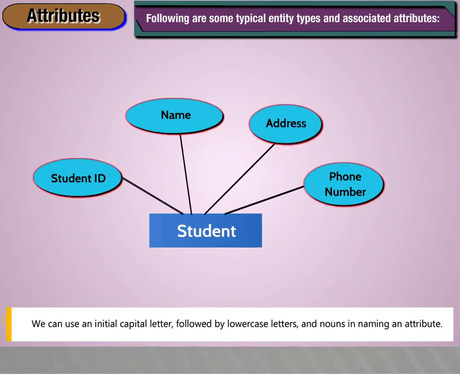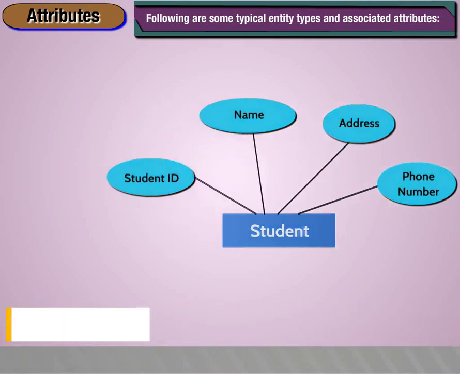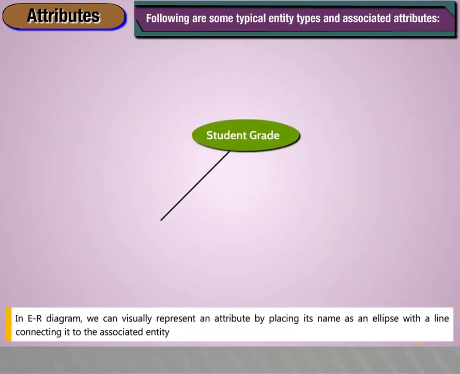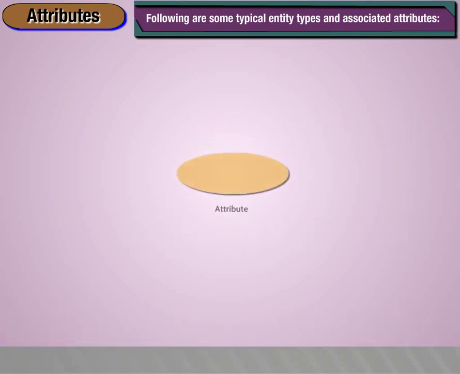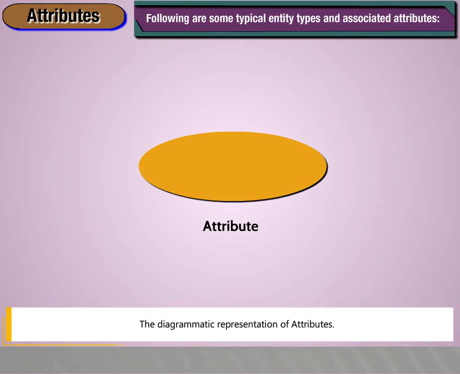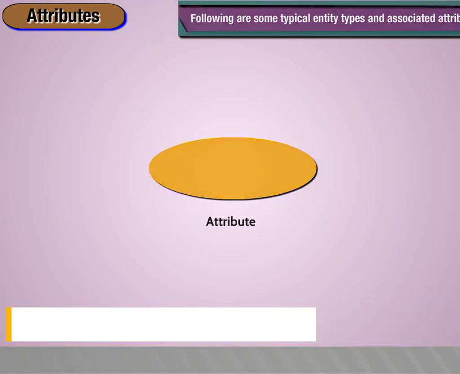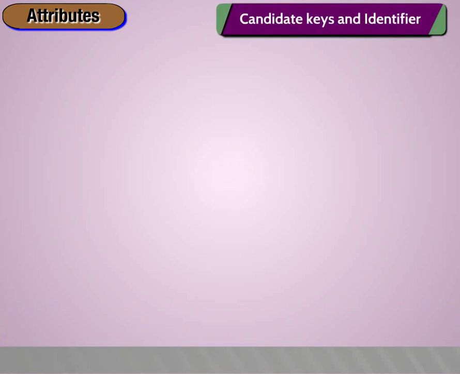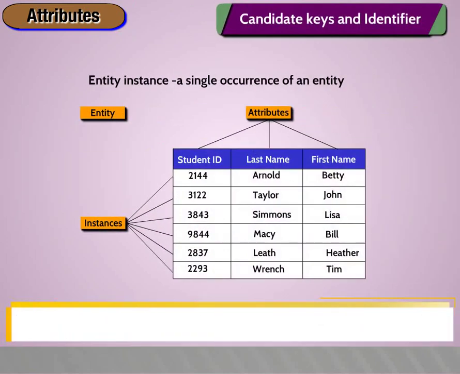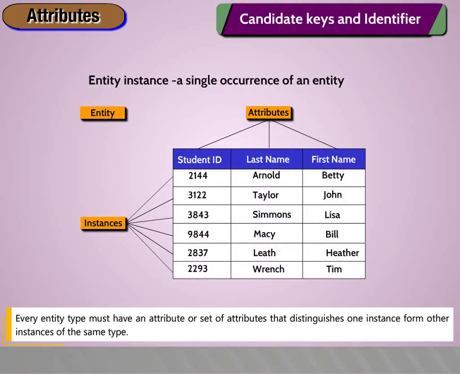We can use an initial capital letter followed by lowercase letters and nouns in naming an attribute. In an ER diagram, we can visually represent an attribute by placing its name as an ellipse with a line connecting it to the associated entity. The diagrammatic representation of attributes. Candidate keys and identifier. Every entity type must have an attribute or set of attributes that distinguishes one instance from other instances of the same type.